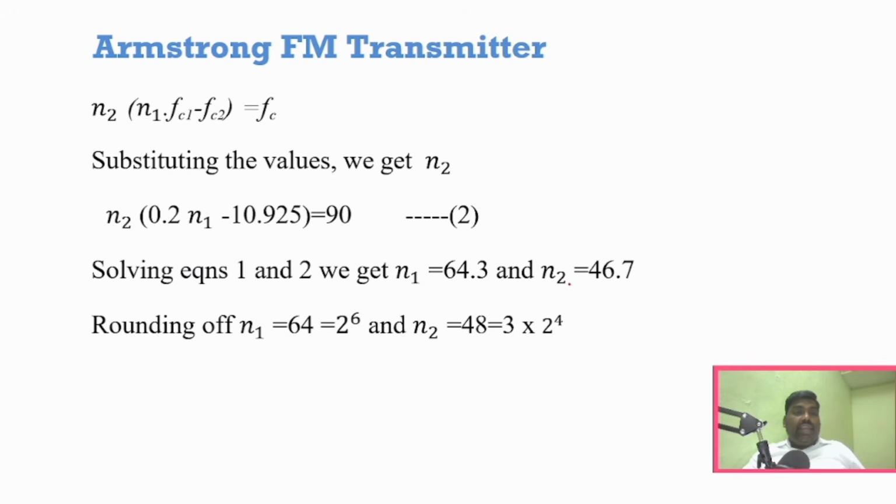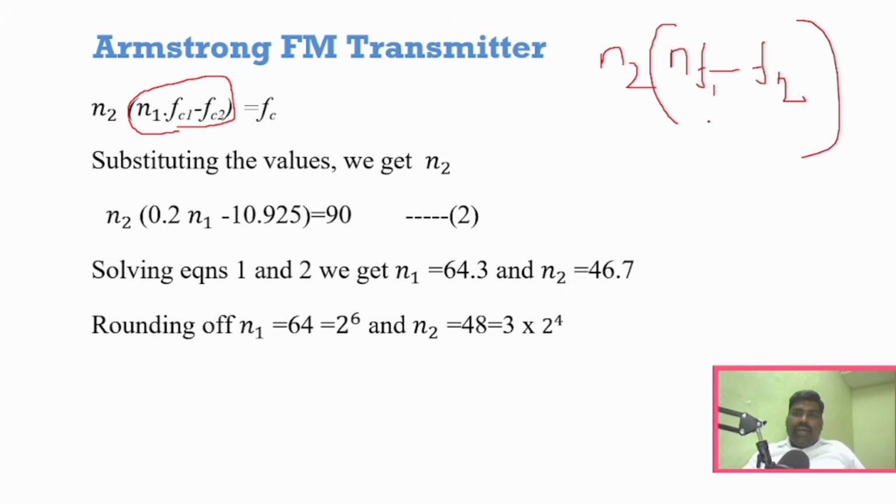Now coming here, what are we going to do in the frequency multiplier, that is the second frequency multiplier? This is the component which you are going to give. That is N2, the second multiplier. What is the input you are giving? You are going to give the input which is obtained by N into F1 minus the F2 carrier frequency, correct? And that is what we are giving, and that is equal to the carrier frequency.